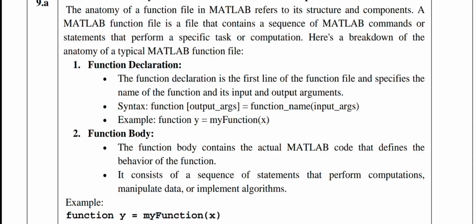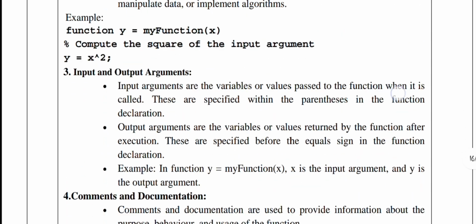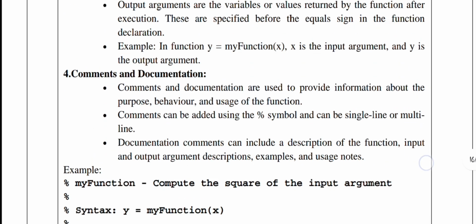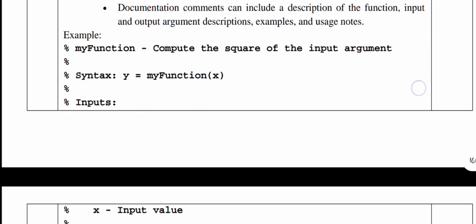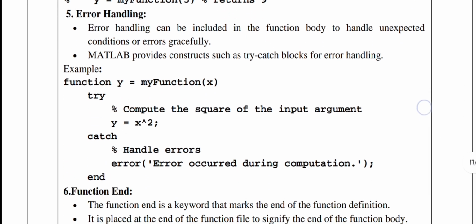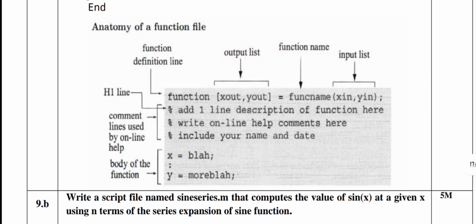First we are given the anatomy of a function: function declaration and function body. The third is the input and output arguments, and the fourth is comments and documentation. The definitions are given here, so you can study using this PDF. Then error handling, and the sixth one is the function end. It is simple, guys, that's why I'm only giving notes.